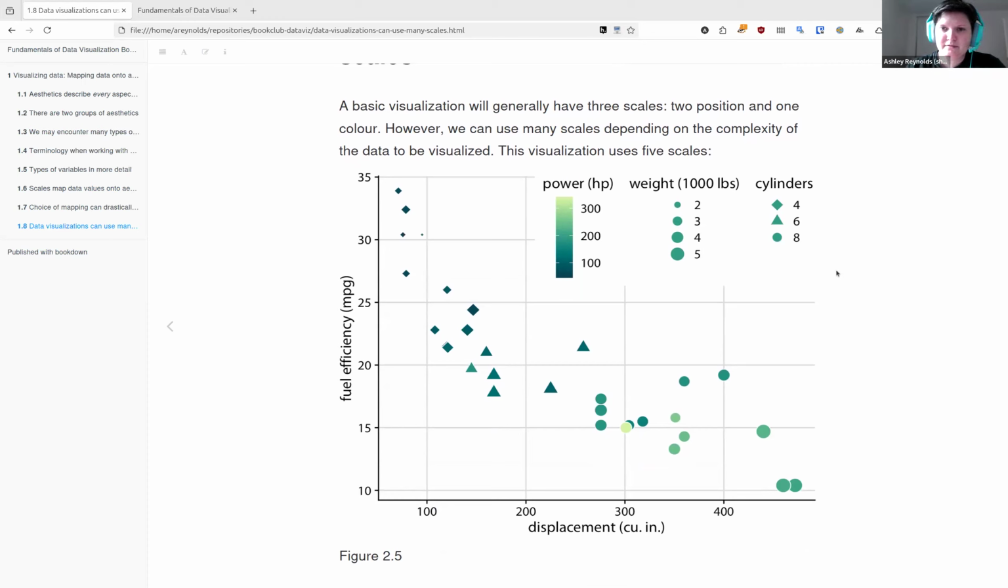I hate this data set because I genuinely do not understand cars at all. So every time I have to describe what's happening with it, I'm like, I don't know what these mean.